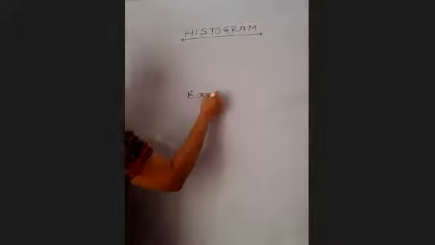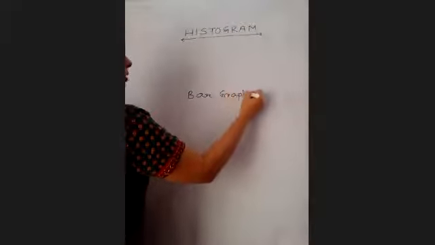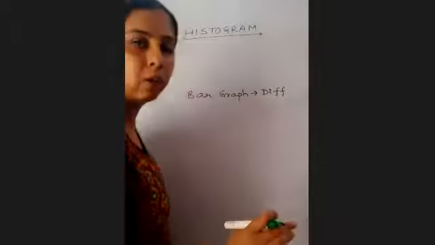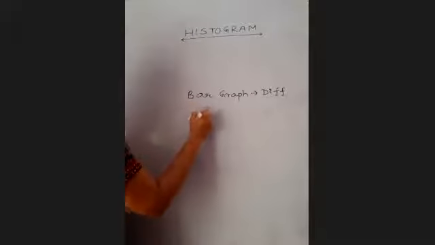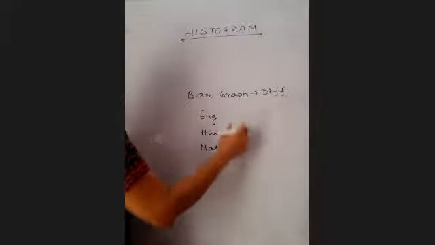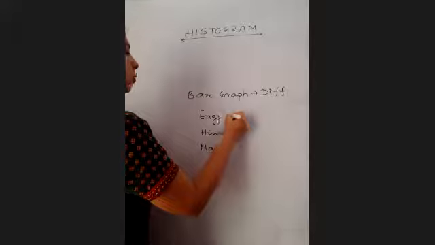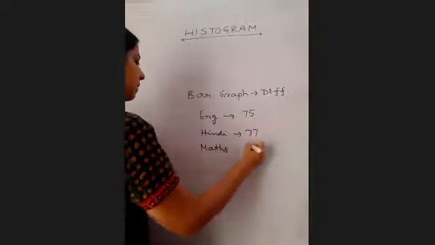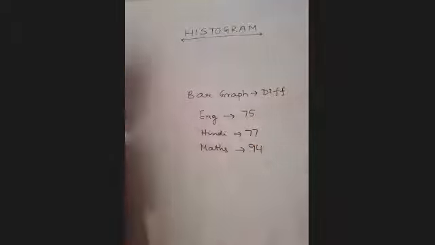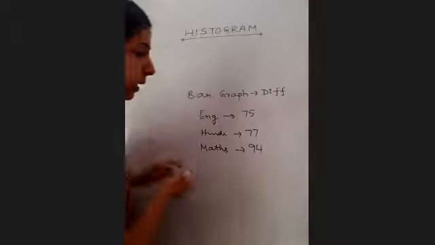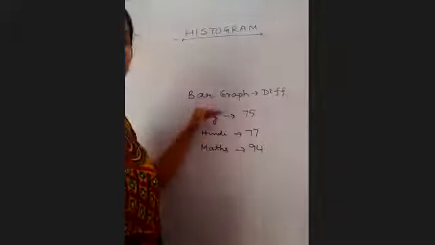Bar graph is used for different things. There is no continuity over there. There is no continuation. For example, I want to show my English marks, my Hindi marks, and my maths marks on a graph paper. Suppose out of 100 I am scoring 75 in English, 77 in Hindi, and in maths let's say I am scoring 94. So these three I need to represent by bar graph because there is no continuation, beta. These three are different subjects and there is no continuity.